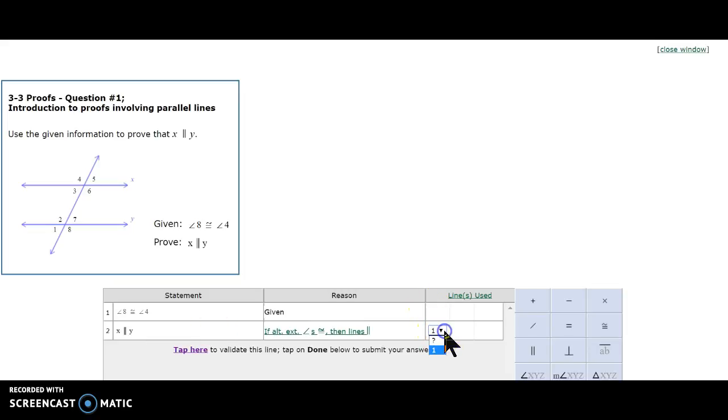But this is the first line that I have here. The first line that I have here, that is my stepping stone. This line talks about my alternate exterior angles. So I'm going to choose line 1. And then if you tap here again, you say, thank you, your proof is complete.